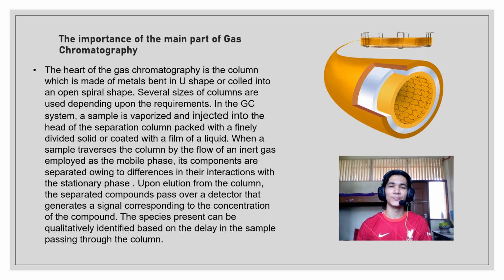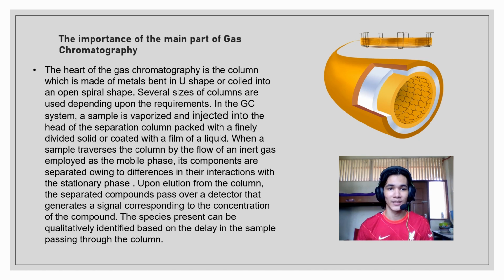The importance of the main part of gas chromatography. The heart of the gas chromatography is the column, which is made of metal bent in U-shape or coiled into an open spiral shape. Several sizes of columns are used depending upon the requirement. In the gas chromatography system, a sample is vaporized and injected into the head of a separation column packed with a finely divided solid or coated with a film of liquid.